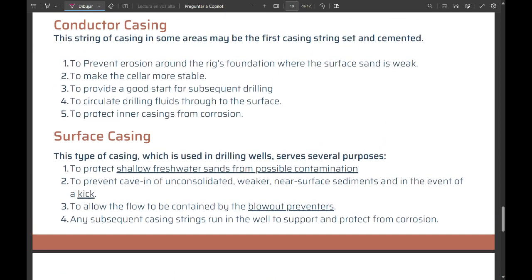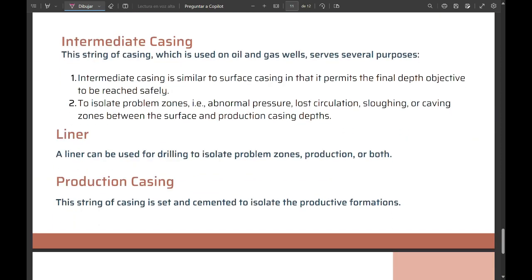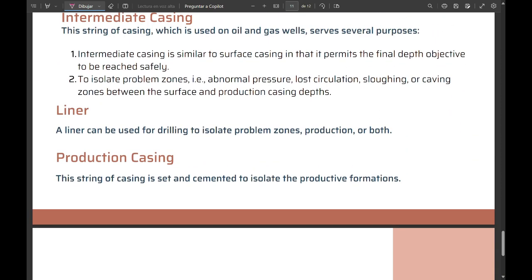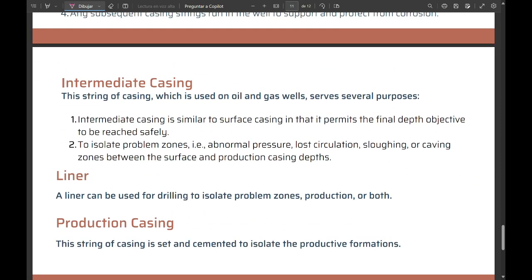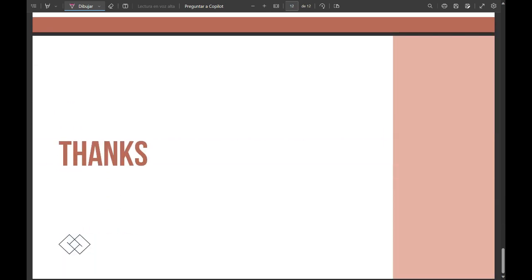purposes of each casing so you can read it. They are a little bit more specific, so that it could be everything.